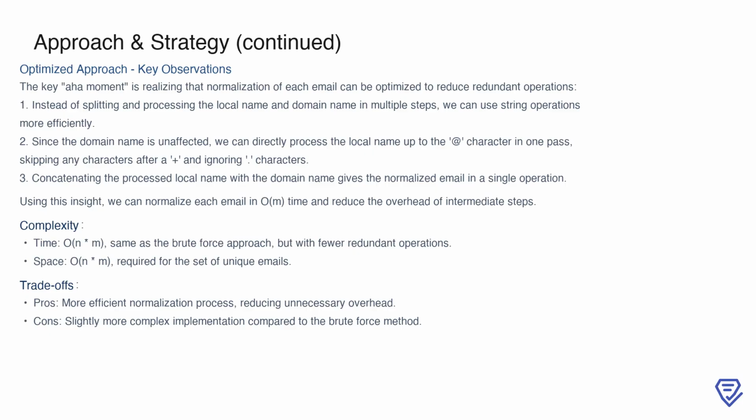Instead of splitting the email into parts and performing multiple operations, we can directly process the local name up to the @ character. While doing so, we can skip any characters after a plus and ignore dot characters altogether, as they do not affect the result. Once the streamlined processing is complete, we concatenate the cleaned local name with the domain name to create the normalized email.